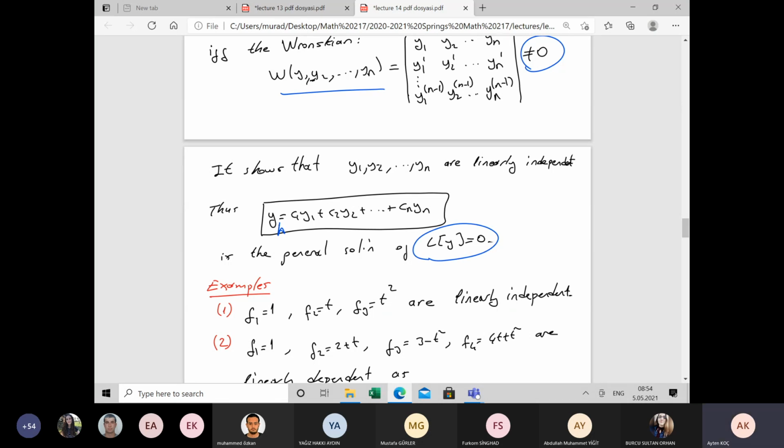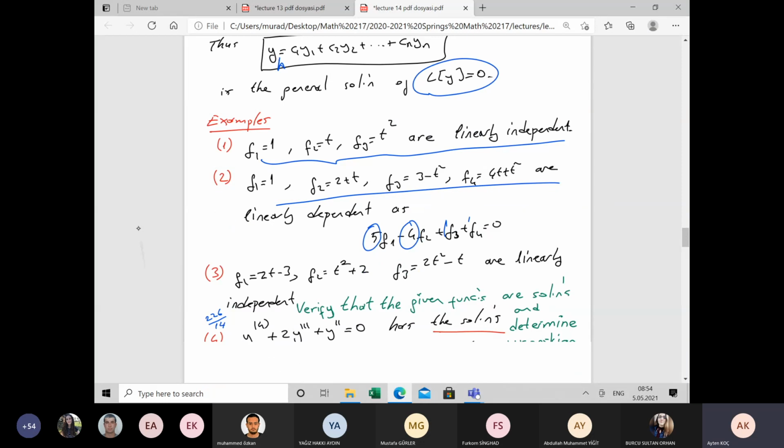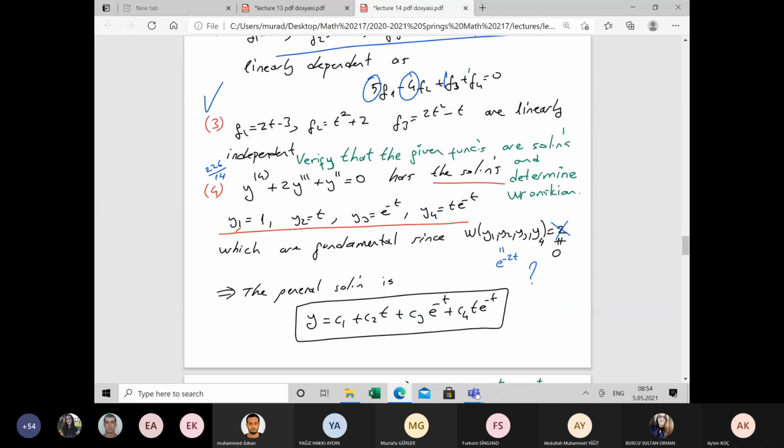Now, we know from the previous lecture that this one and this one are linearly independent. So this one is linearly dependent. Coefficient C1 minus 4, 1 and 1. And we know from the previous lecture. Yes, let's look at the next question.